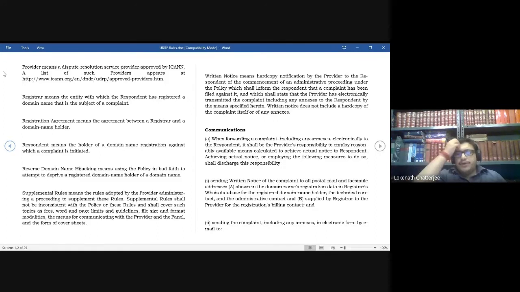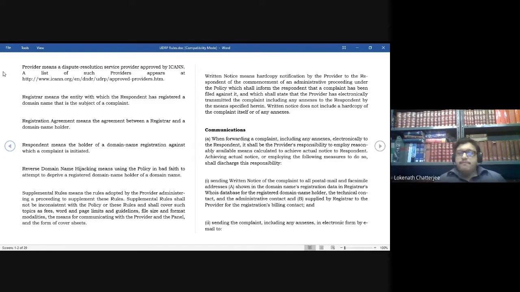Now, moving on to the right hand side of the screen. What does a written notice mean? Written notice means hard copy notification by the provider. Who is the provider? Provider is the place where dispute resolution, essentially a dispute resolution service provider. Commencement of an administrative proceeding.